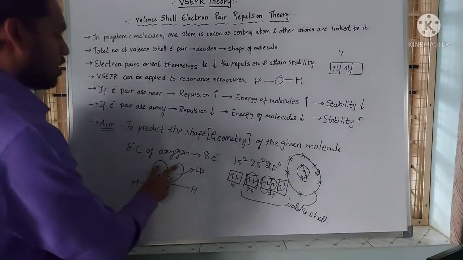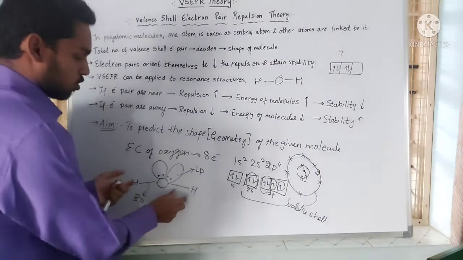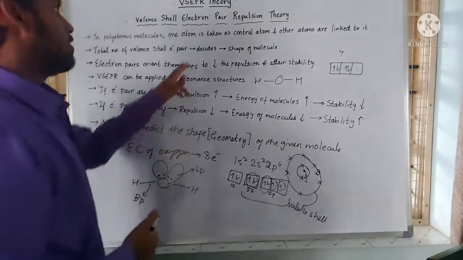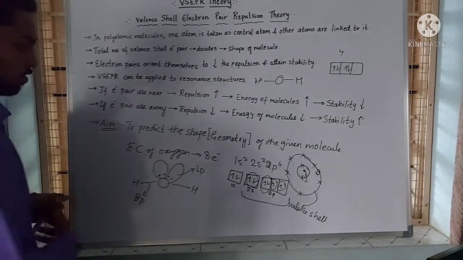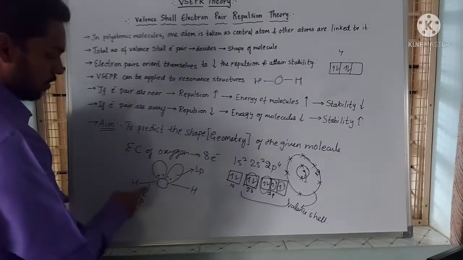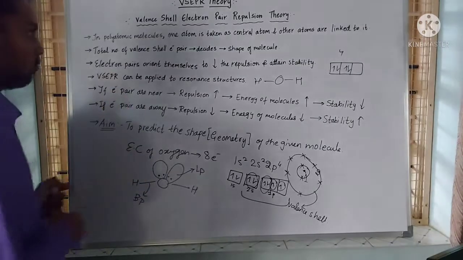Now there are two lone pairs and also two bonded pairs, right? This is the total number of valence shell electron pairs, and these determine the shape of the molecule: 1, 2, 3, 4. There are two bonded pairs and two lone pairs.